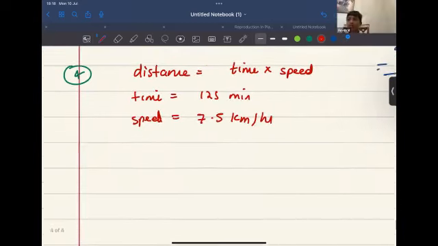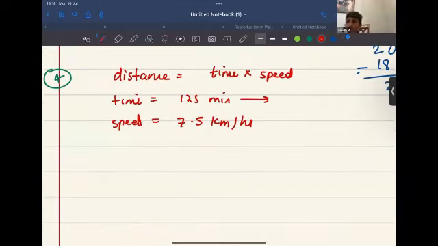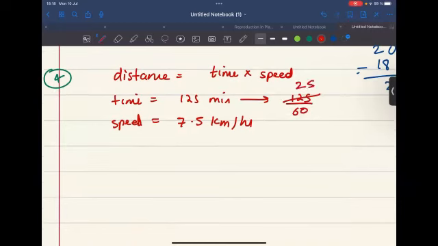What should I do first? Ma'am, convert the minutes into hours. 125 divided by 60. So 5 twos are 10, 5 fives are 25. 5 ones are 5, 5 twos are 10. So 25 by 12, around 2.08. Okay, everybody do it, work it out and tell me if you're getting this answer. I want all of y'all to do it.